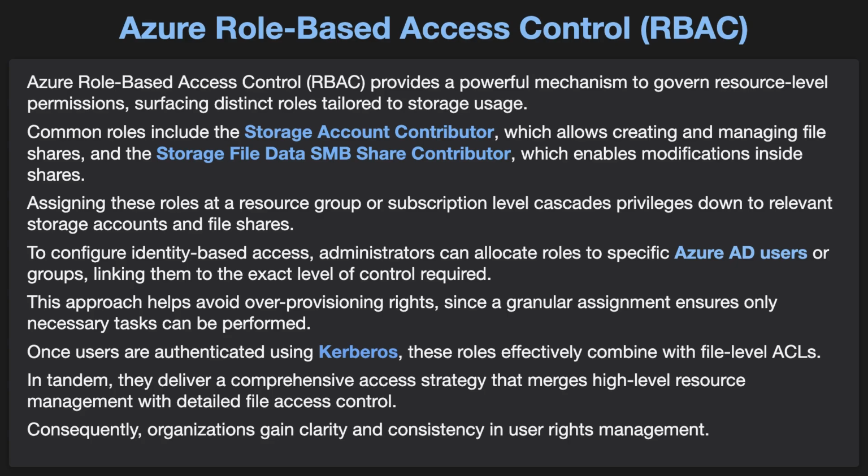To configure identity-based access, administrators can allocate roles to specific Azure AD users or groups, linking them to the exact level of control required. This approach helps avoid over-provisioning rights, since a granular assignment ensures only necessary tasks can be performed. Once users are authenticated using Kerberos, these roles effectively combine with file-level ACLs. In tandem, they deliver a comprehensive access strategy that merges high-level resource management with detailed file access control. Consequently, organizations gain clarity and consistency in user rights management.